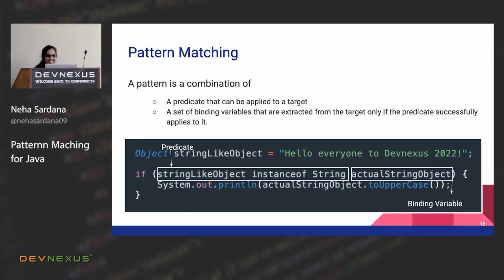It's fine. So, okay, a pattern is a combination of a predicate that can be applied to a target, and a set of binding variables that are extracted from the target only if the predicate successfully applies to it. I know if you're confused, if you look at the boxes here, the first part is your predicate, right? You're already familiar with it. The instanceof will check and come back with either true or false. The right part is a binding variable, also known as target, and some people also call it a pattern variable. So you're looking at the combination here in pattern matching. The combination of both is called a pattern.